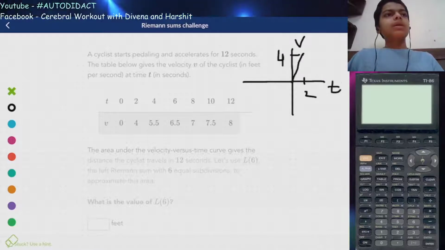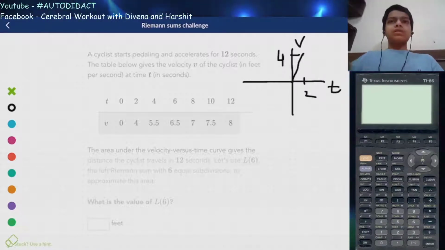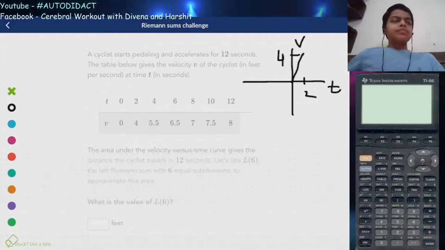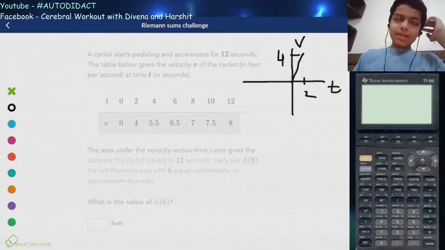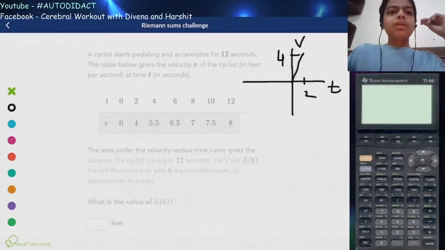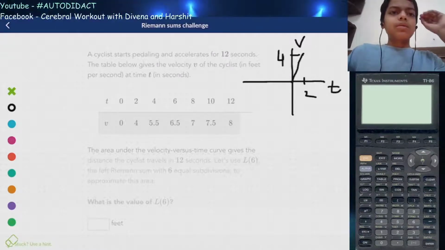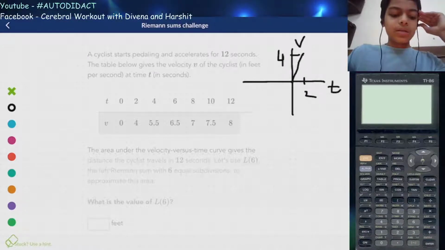Okay, so when we connect the dots like this, we have to do it with 6 equal subdivisions. Okay, so what will it be equal to? It will be like this, with 6 equal subdivisions with the left Riemann sum. The first rectangle's area is just equal to 0.